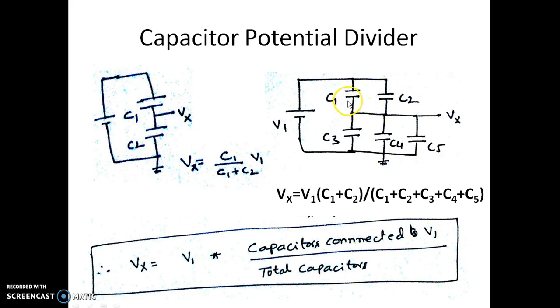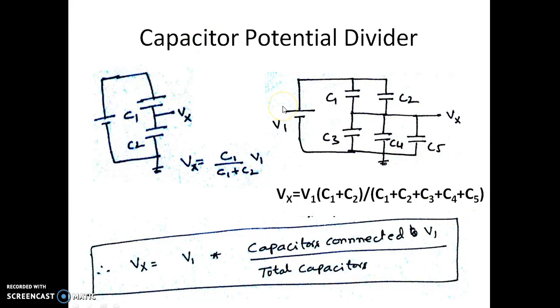Now you can see the capacitors C1, C2 are connected to voltage source V1, and in the denominator we have all the capacitors that are there in the network. Meaning to say the Vx of this network is V1 multiplied by the capacitors connected to V1, that is C1 plus C2, and the overall capacitance of the network, that is C1 plus C2 plus C3 plus C4 plus C5.